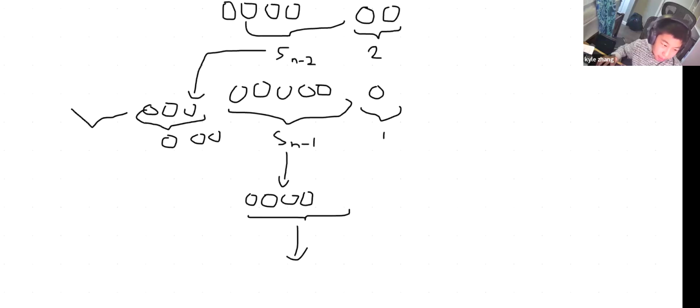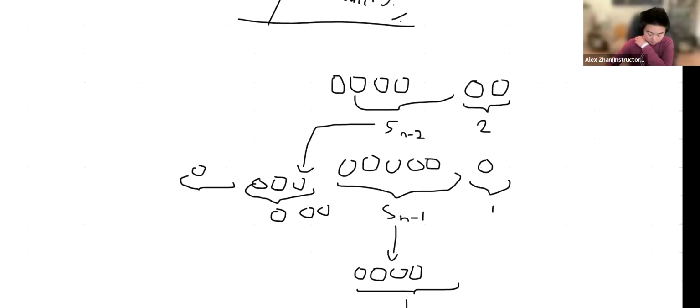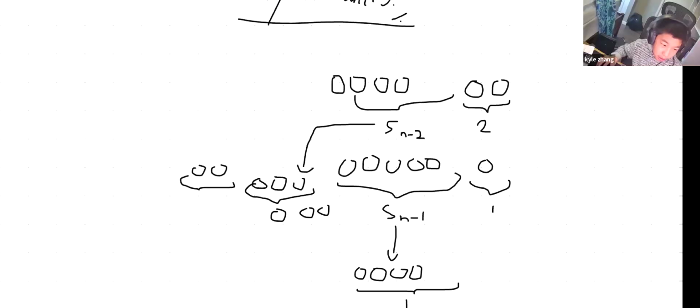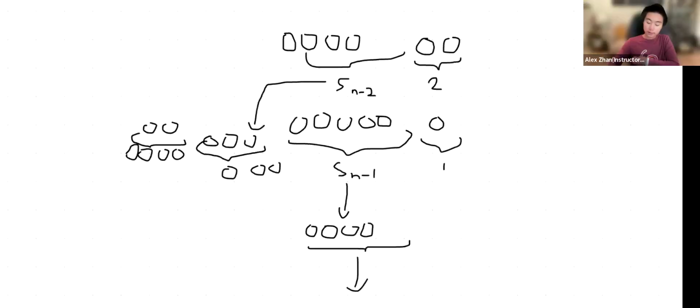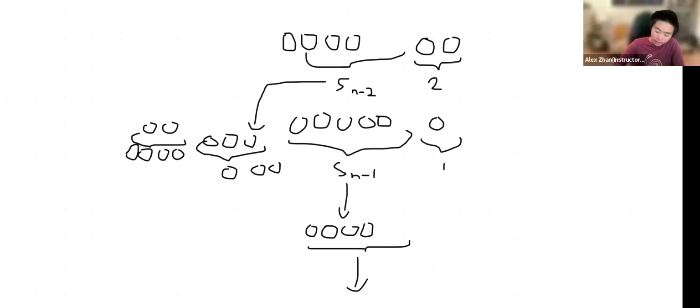sorry, people, I'm using a computer. S n minus 4 cases for the last two moves were both two steps. And then we can keep breaking it down until we get to one. Yeah, that is a good idea.